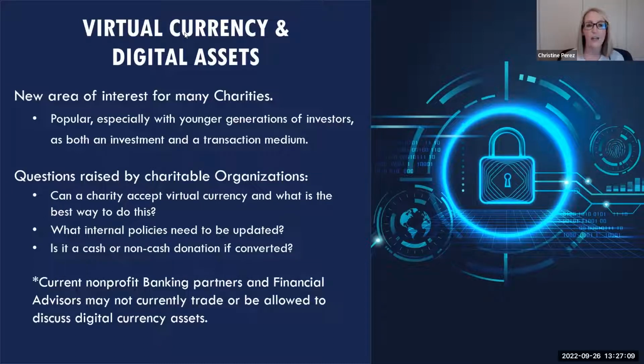Because it is a relatively new area and concept, we've got a lot of nonprofit organizations that are asking questions. They're wanting to make sure that they can accept the currency and what the best way to do it is. We want to make sure that our internal policies are all updated in order to accept any digital assets, and then just making sure that we are reporting it correctly with respect to its status as a non-cash donation. We are seeing a lot of these questions because there are some banking partners of nonprofits and also financial advisors that cannot currently trade in digital assets or virtual currency. So a lot of times they might be blocked from actually discussing these investment types. So a lot of organizations are looking to external sources for some information.